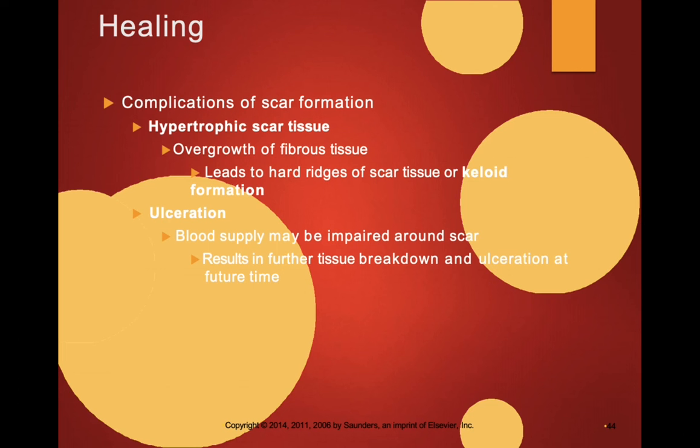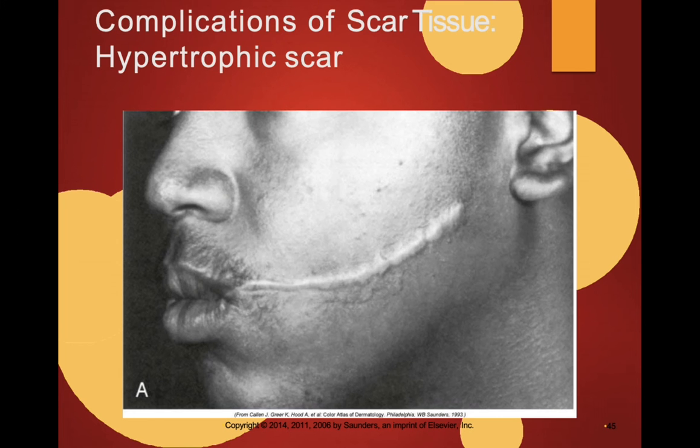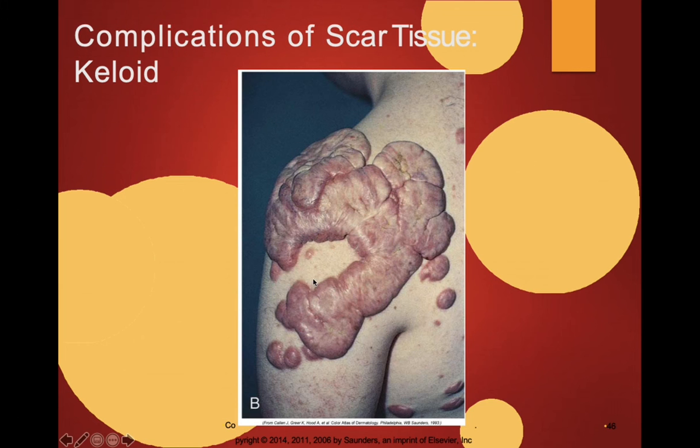The blood supply may be impaired around the scar, resulting in the surrounding tissue breaking down even further, creating an ulcer. So here's your hypertrophic scar, hypertrophy, that's hypertrophic. When we take this to a whole new level, this is what's called a keloid. Now sometimes they'll try to do a procedure to remove this, but then a scar has to form to heal that, and it usually comes back.